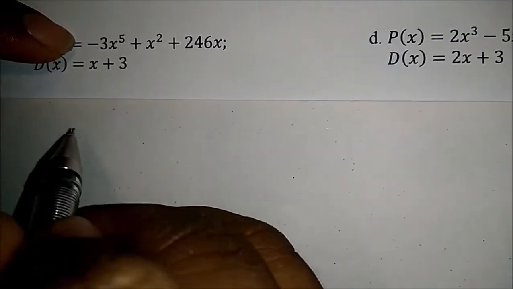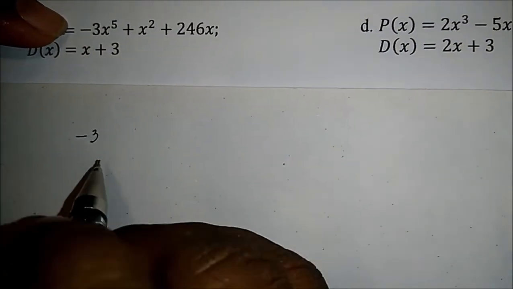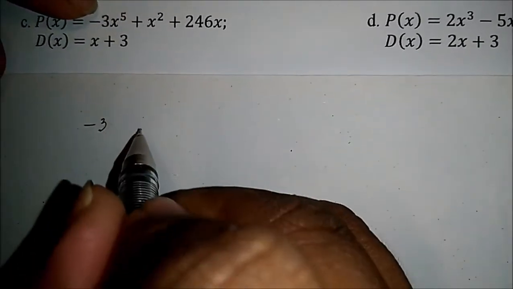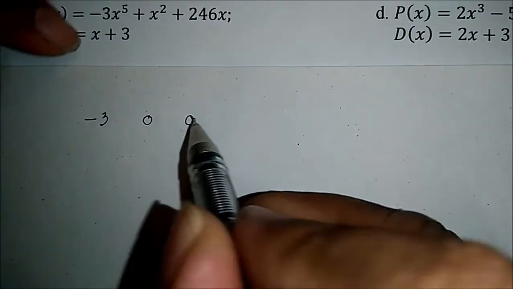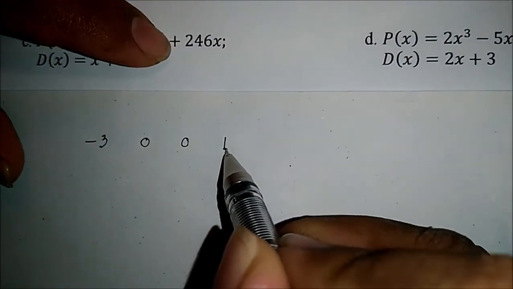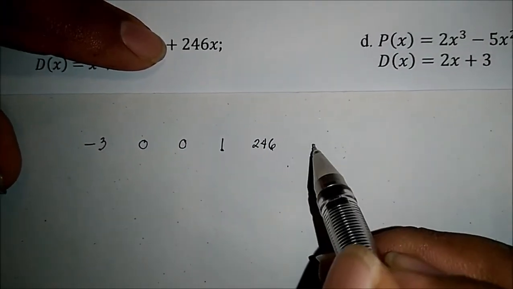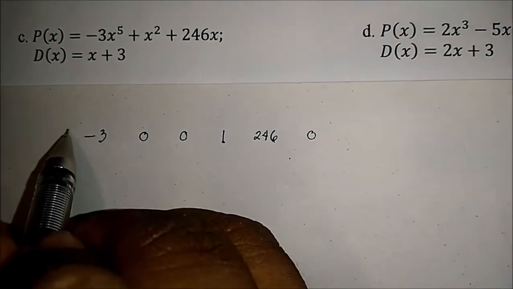So, the first term is negative 3x raised to 5. So, we have negative 3 para sa first term. Negative 3 as the coefficient. Wala tayong x raised to 4, so that would be 0. Wala tayong x cubed, so that would be 0. Then, we have x squared. The coefficient is 1. Then, we have 246x. The coefficient is 246. Wala tayong constant term, so maglalagay pa rin tayo ng 0 para sa constant term.